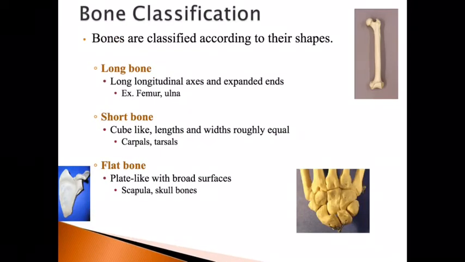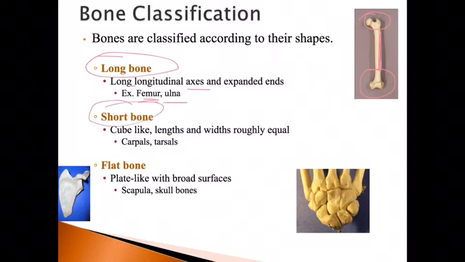Okay, so how do we classify bones? Bones are classified according to their shape. So things like the long bones, those are going to be things like your femur, your ulna, your radius, your tibia, your fibula, all that have long axes and expanded ends. Look at this picture, you can see it has a long axis and an expanded end. Then we have our short bones. Short bones are cube-like. Those are like your carpals and your tarsals. Remember, carpals are the wrist bones, and the tarsals are the bones of the ankle.